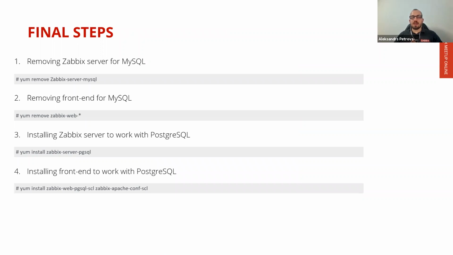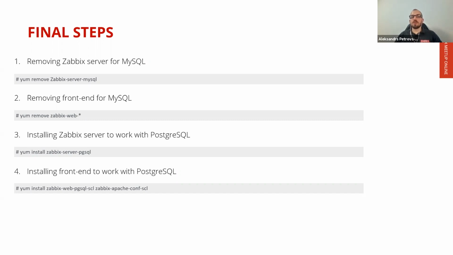And then the final steps. So remember, I mentioned that you might want to copy the Zabbix server configuration file, and of course, maybe the web server configuration file too. And this is why, since we were using MySQL and we have migrated to PostgreSQL, we will also need to use Zabbix server for PostgreSQL, and of course the front end also for PostgreSQL.